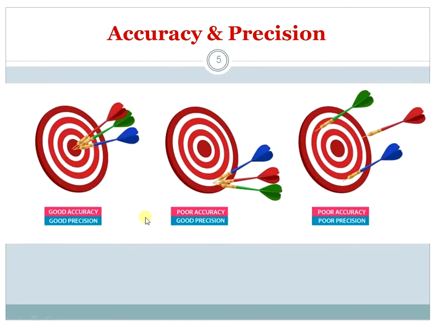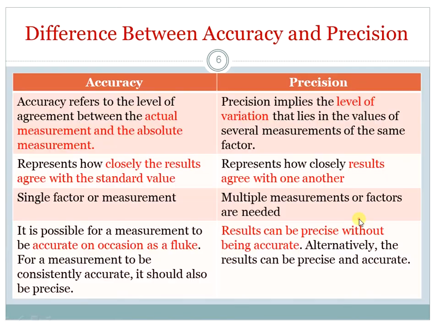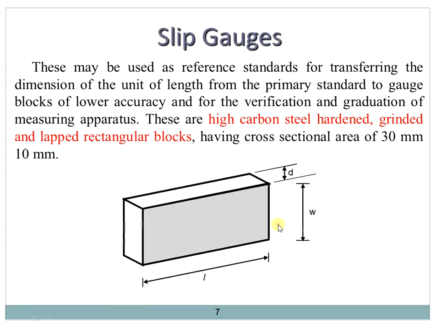Another example, very similar to the earlier case: good accuracy, poor accuracy, and poor accuracy but very good precision, or poor precision. The same differentiation applies: actual measurement with a level of variation, and close results show agreement of the results, which may be accurate on occasion by a fluke, or precise without being accurate.